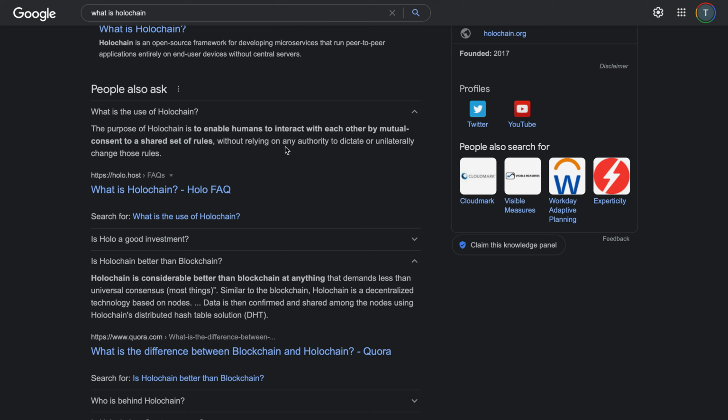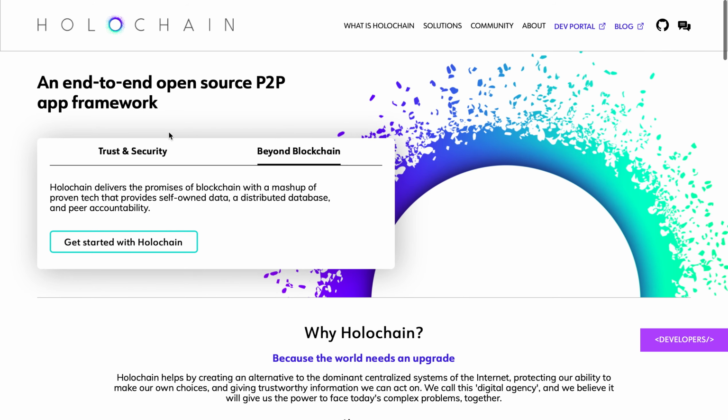Consensus is a very important word in blockchains as well, and in Holochain it is also important. So it all has to do with the operators on both sides agreeing on the same exact thing and performing a transaction or deal of any sort in the world, right? Holochain is considered better than the blockchain at anything that demands less than universal consensus. Similar to the blockchain, Holochain is a decentralized technology based on nodes. Okay, now let's move straight into the website.